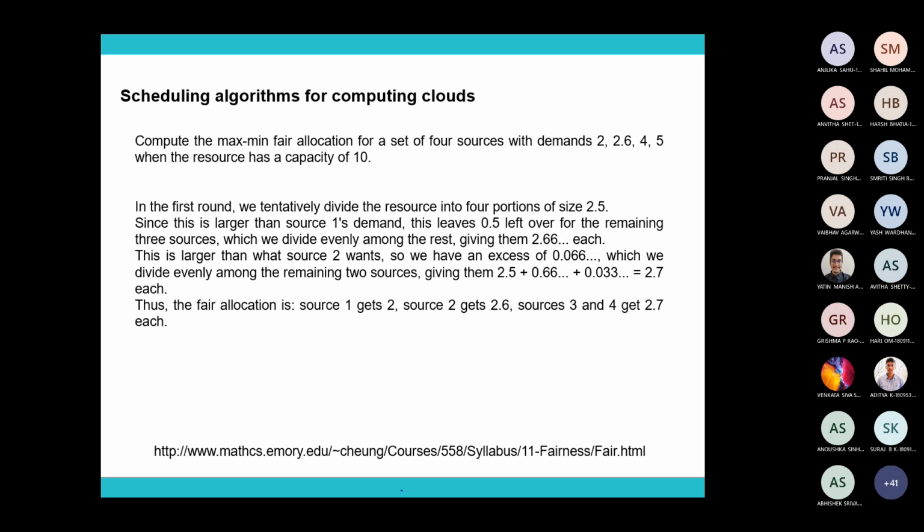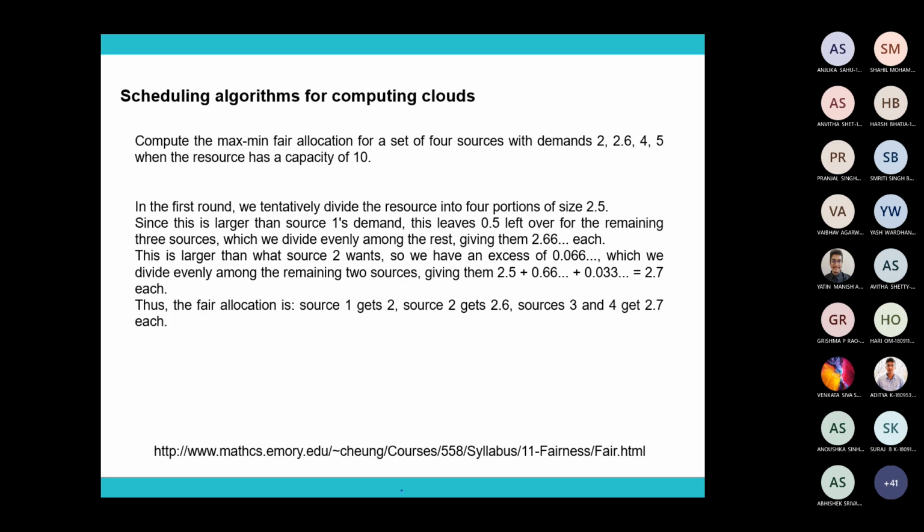Then what is extra is 0.5. You divide that among the other 3. So when you divide this 0.5, whatever the fraction is, you add it to the remaining 3.